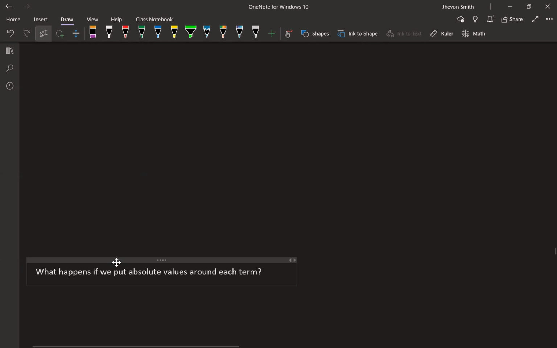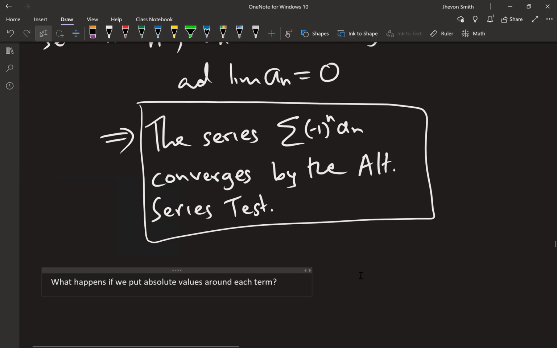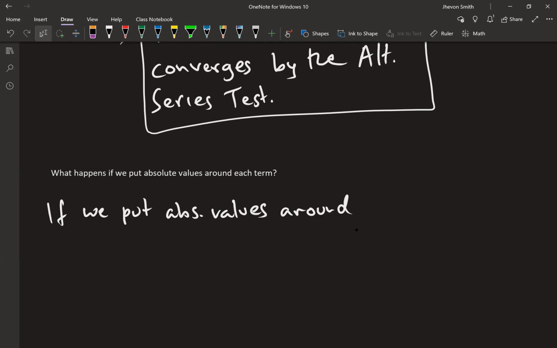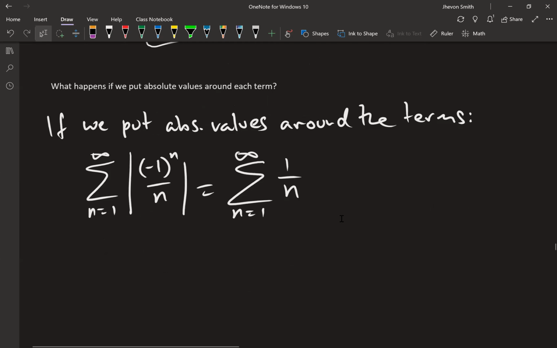Now, what happens if we put absolute values around all the terms? Again, this is an idea we will be exploring later. If we put absolute values around the terms, you would have the series as n goes from 1 to infinity of the absolute value of (-1)^n over n. That is just going to be the series as n goes from 1 to infinity of 1 over n. This is the harmonic series.